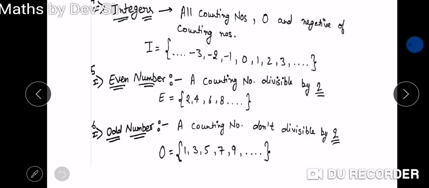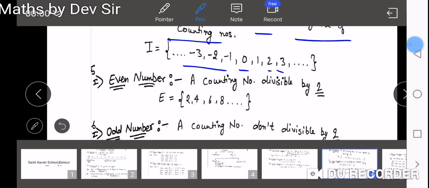Next is integer numbers. All counting numbers, meaning 1 to infinity, and negative of counting numbers, meaning -1 to minus infinity, and 0. These all are known as integer numbers in combined form. We denote these numbers by curly brackets. In this we write minus infinity, then we will get -3, -2, -1, then 0, 1, 2, 3, and here we will have plus infinity.